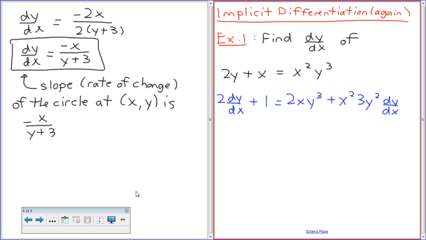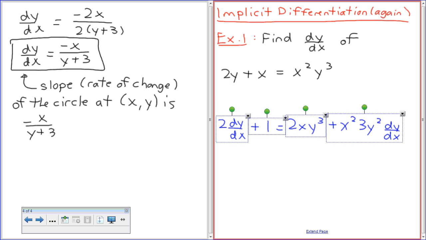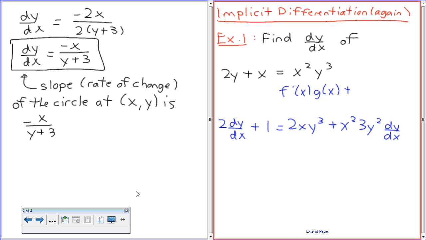Okay, so if you think here, this is just product rule I'm doing. Basically the way product rule works, it's f prime of x, g of x, plus f of x, g prime of x, if you have two things multiplied together. So the derivative of x squared is just 2x times y cubed plus x squared times the derivative of y cubed. All right, so we're getting close to being done, but not quite.